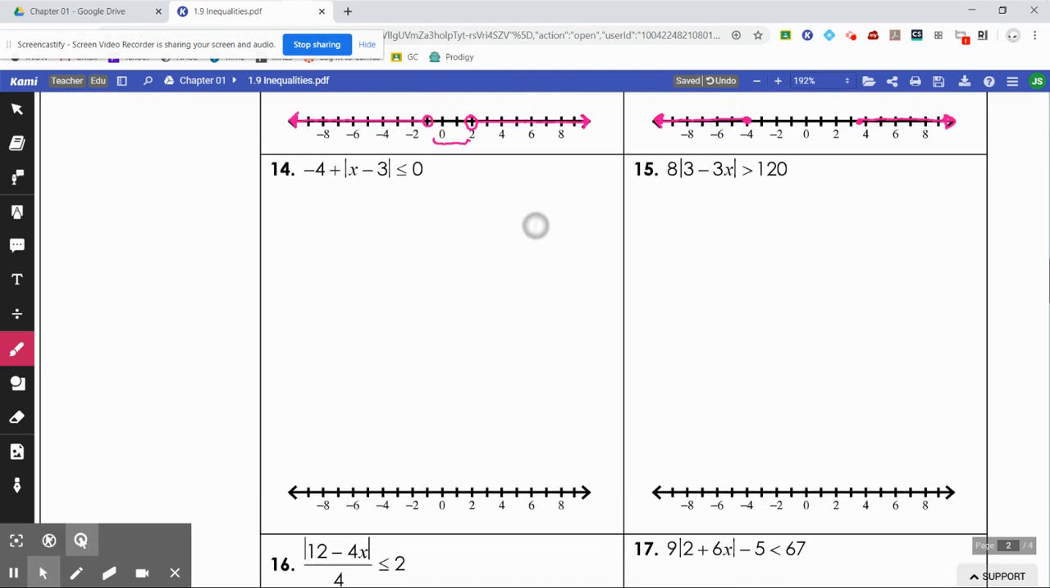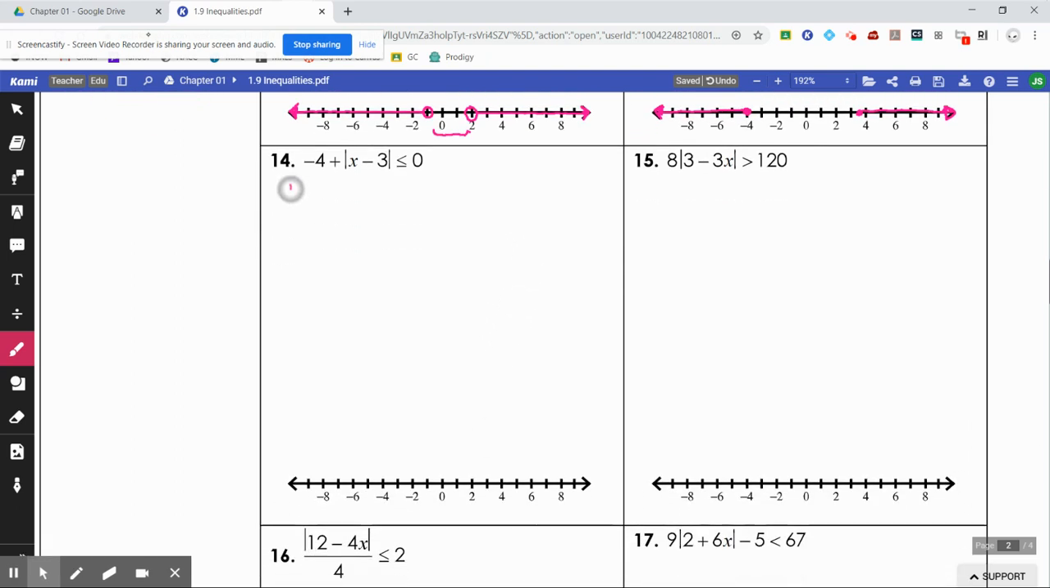Number 14. Again, first step, we always have to isolate our absolute values. So absolute value of x minus 3, move your negative 4 over. You get less than or equal to positive 4. And let's keep it switch to create our two scenarios. X minus 3 is less than or equal to 4. Kept it all the same. And then switch would be x minus 3. Switch your symbol, switch your sign. Since this is a less than, this would be an and statement.